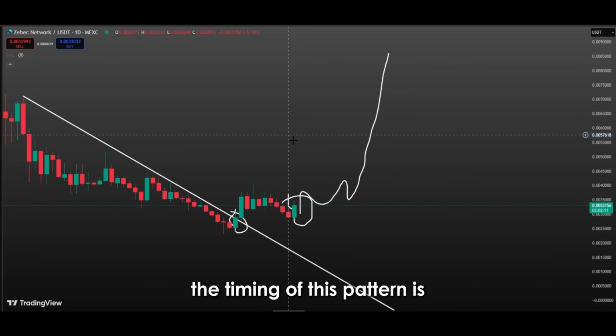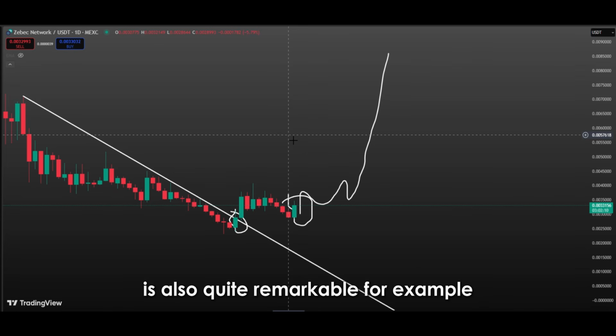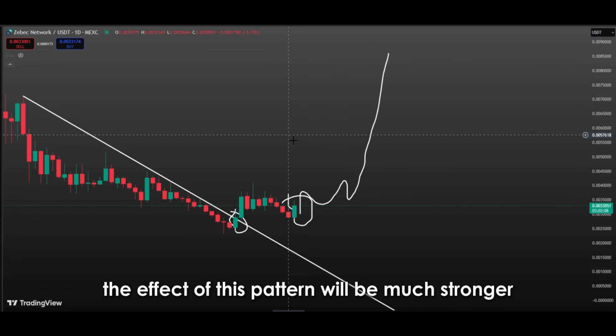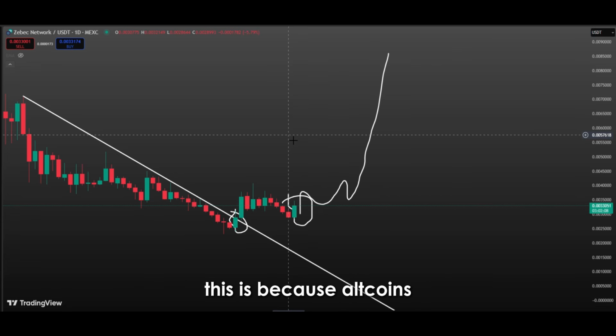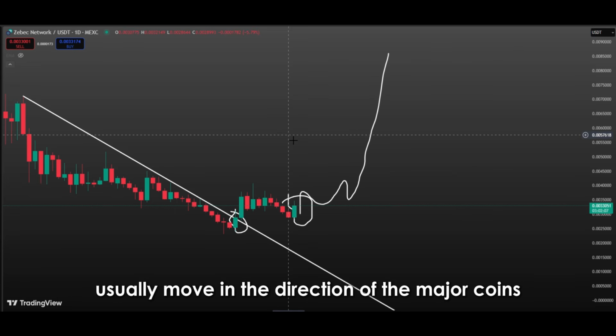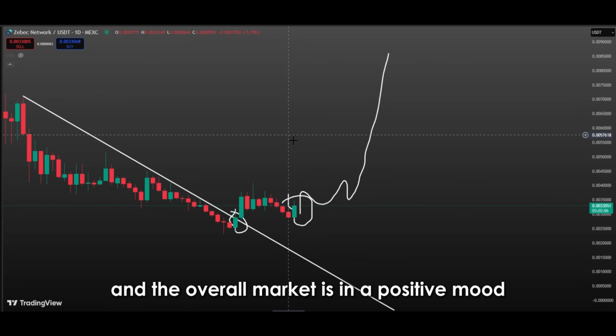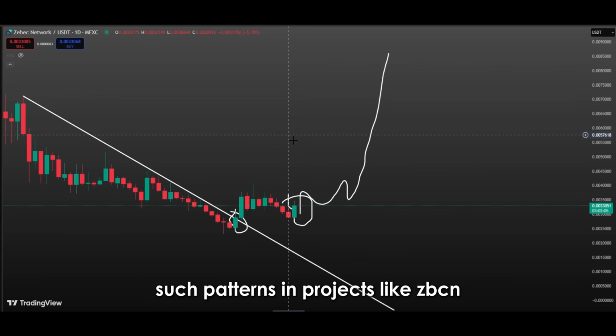The timing of this pattern is also quite remarkable. For example, if it coincides with a period when the overall market is recovering and major cryptocurrencies such as Bitcoin and Ethereum are also showing an upward structure, the effect of this pattern will be much stronger. This is because altcoins usually move in the direction of the major coins. If there are similar bullish signals in the major coins and the overall market is in a positive mood, such patterns in projects like Zbcn can have a much bigger impact.